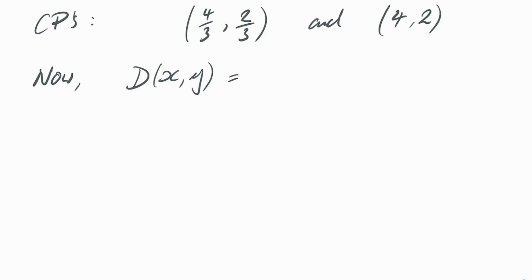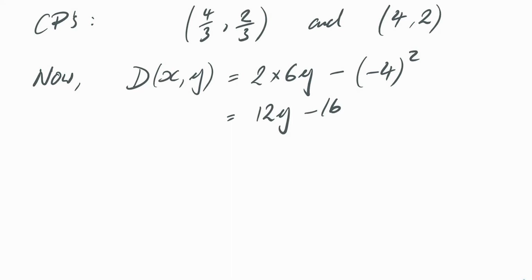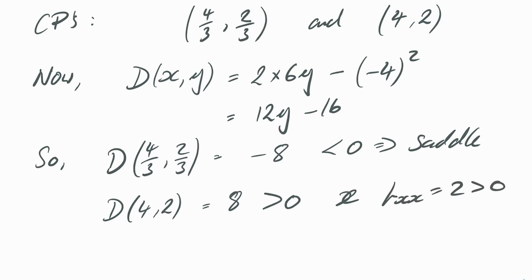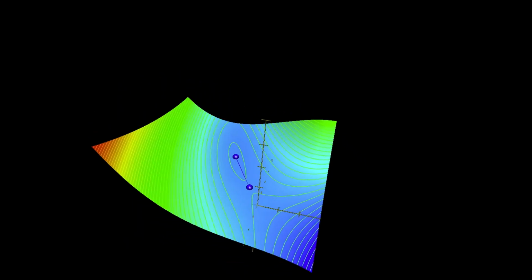So now in order to classify these, we just calculate the discriminant, and that's the second derivative with respect to x, which is 2, times the second derivative with respect to y, which is 6y, and we subtract off the mixed partial derivative squared, which is minus 4 squared. So the discriminant for this function is 12y minus 16. At the first critical point, this is minus 8, and because it's negative, this is just a saddle point. At the other critical point, the discriminant is equal to 8, greater than 0, and we check the sign of one of the second derivatives, take the easiest one, and that's also positive. In this case, we have a local minimum. And we can see these features on the surface given by the function.